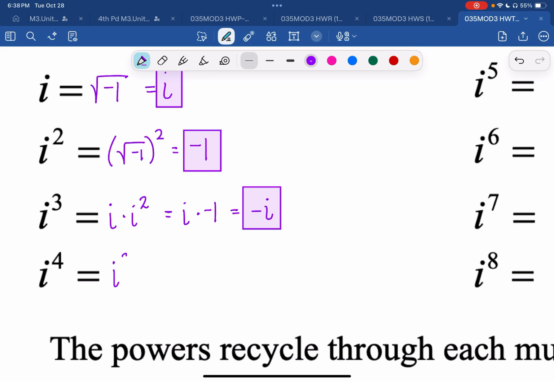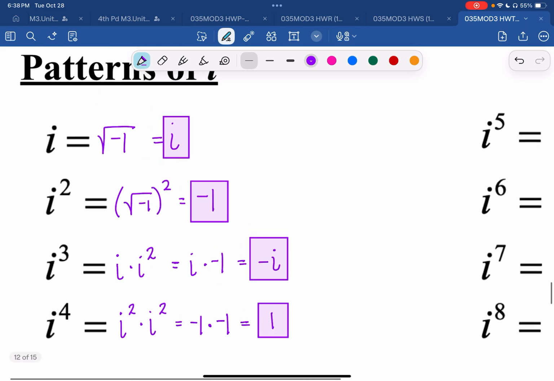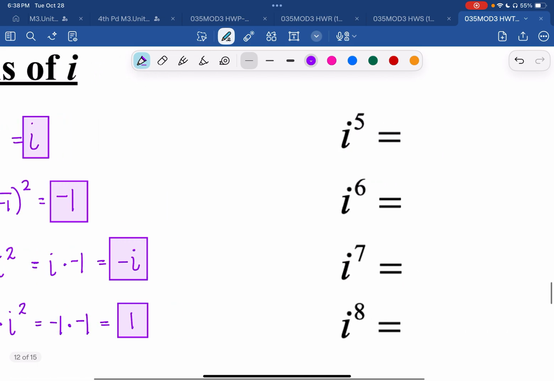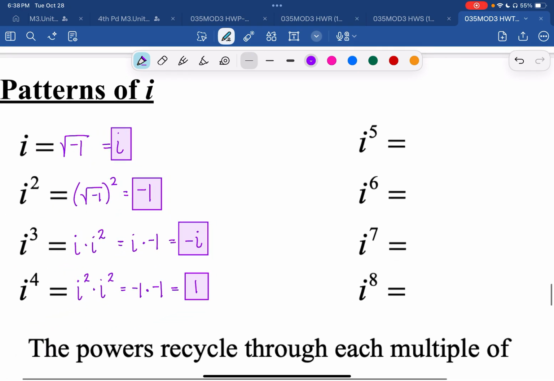Well, we could write that as i squared times i squared, which is negative 1 times negative 1, which is positive 1. Okay, let's look at i to the fifth. I could rewrite that as i to the fourth times i, and i to the fourth is 1, times i, so i to the fifth is the same as i.